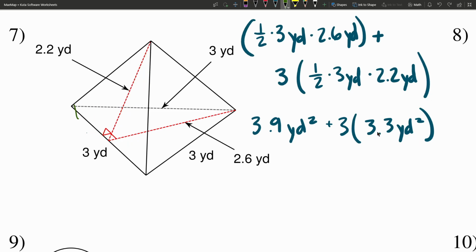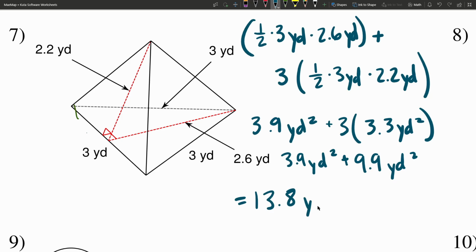So now let's go ahead and multiply that 3 into our 3.3 yards. So our base is 3.9 yards squared, and all the other sides, those 3 other sides, are 9.9 yards squared when multiplied out. Adding this together and finishing off our calculations, 3.9 plus 9.9 is going to give us 13.8, and that's yards squared. That's our surface area of our pyramid for number 7. Let's move on to number 8.